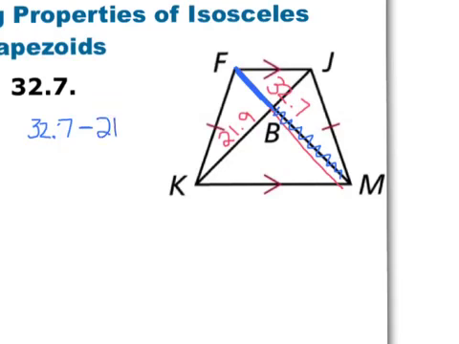So I would do 32.7 minus 21.9, and I would end up with, I believe, 10.8. I'm doing that in my head, so I hope that I did that right. Let's see. Yes, that should be right. So this length from F to B would be 10.8, because 10.8 plus 21.9, because it's equal to this one, would give me 32.7 total.